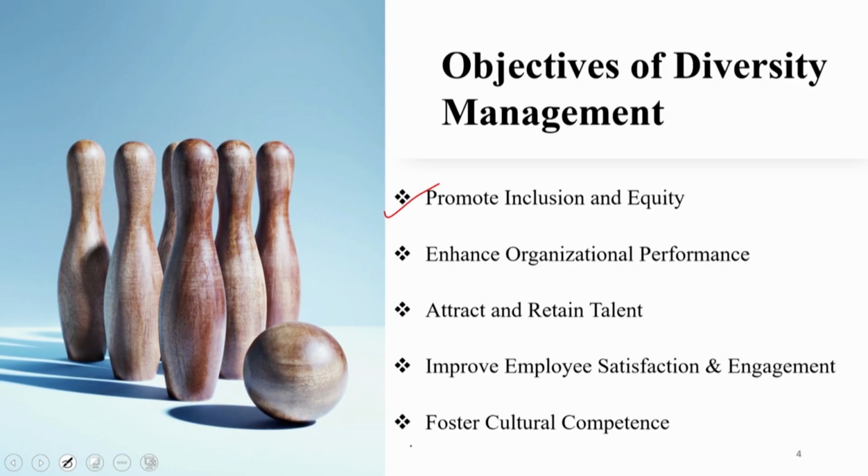When you look into objectives of diversity management, enhancing organizational performance happens to be another significant objective. Diverse teams, if you think about it, bring a variety of perspectives. That's why I initiated the whole discussion with cognitive diversity coming into the picture. Please do understand, diverse teams bring a variety of perspectives that can lead to improved problem solving, creativity and innovation. So by leveraging these diverse viewpoints, organizations can typically enhance overall performance and competitiveness in the market.